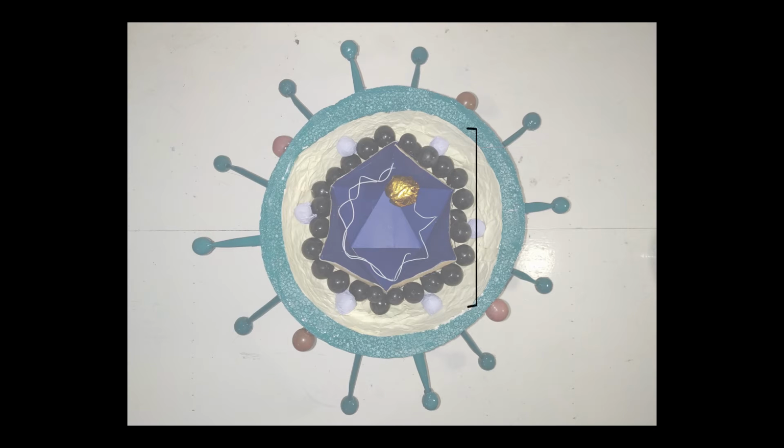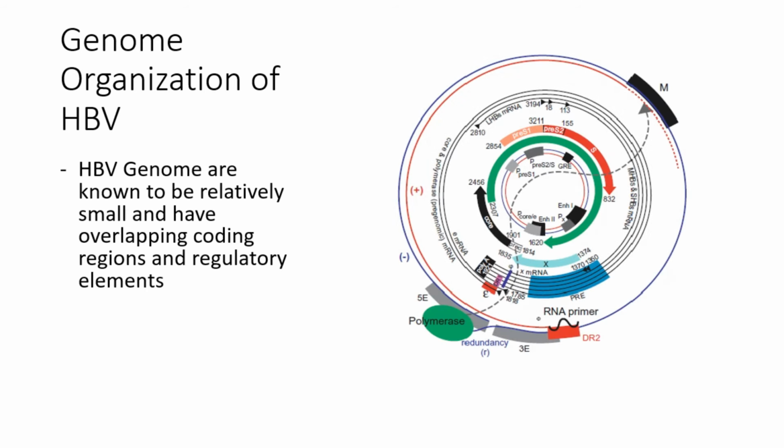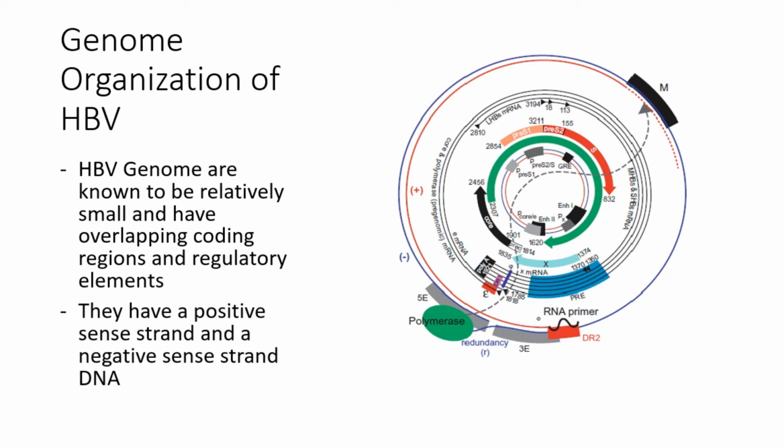The icosahedral structure packages a circular, partially double-stranded genome, about 3.2 kilobase pairs, with a virally encoded polymerase that is covalently attached to the 5' end of the antisense strand. Genome organization of HBV. The HBV genome is relatively small and has overlapping coding regions and regulatory elements. They have a positive sense strand and a negative sense strand DNA. So the red here represents the positive sense strand and the blue represents the negative sense strand.